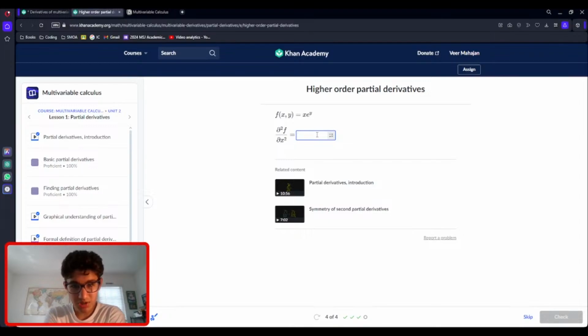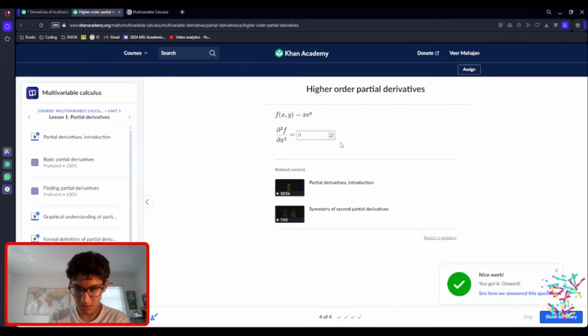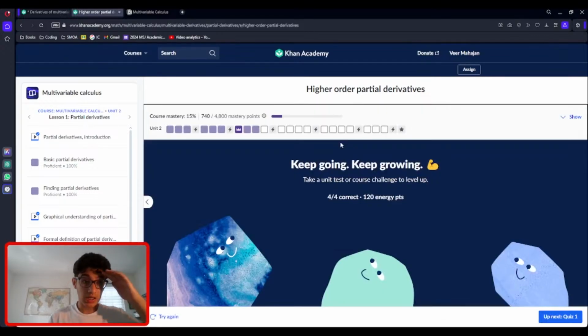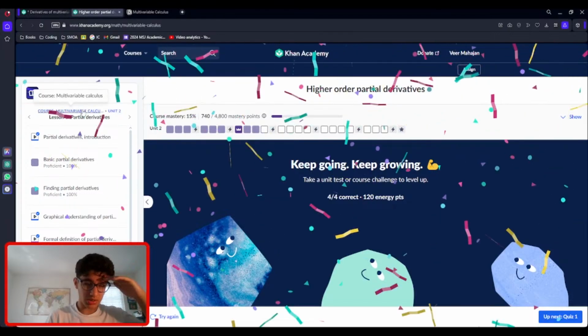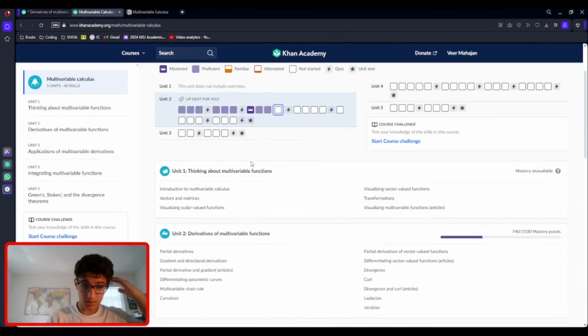Here we're taking it with respect to x. So this should actually just be 0 because e to the y is a constant. You're taking the derivative of x twice, which is 0. Okay, done. Good. So not bad at all actually. We're already done with the first one.